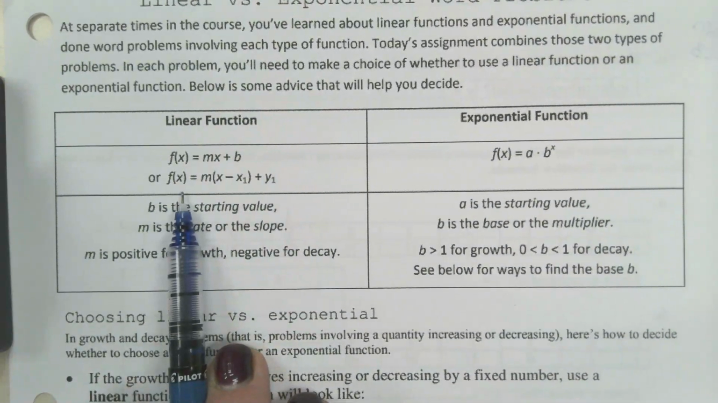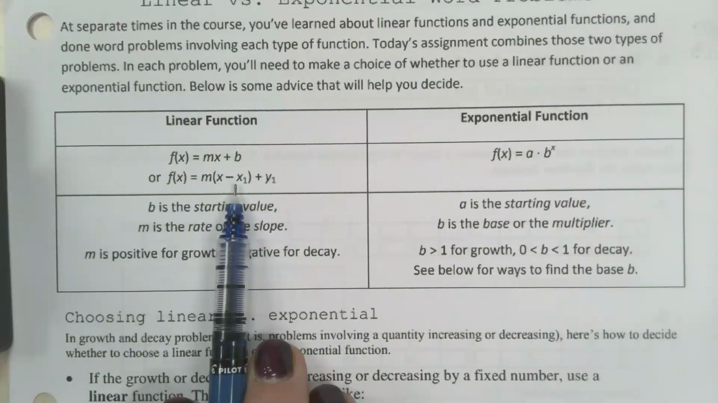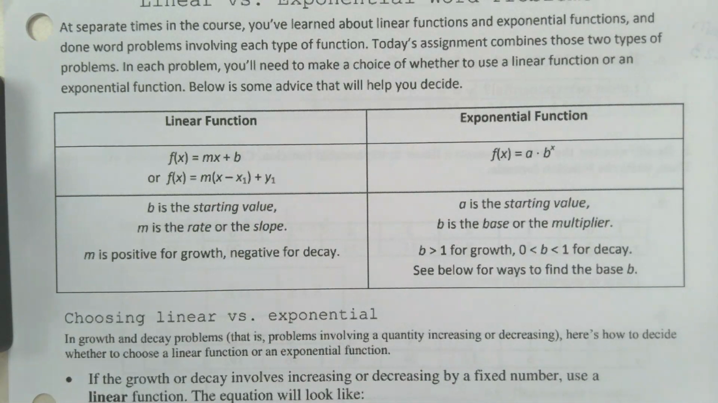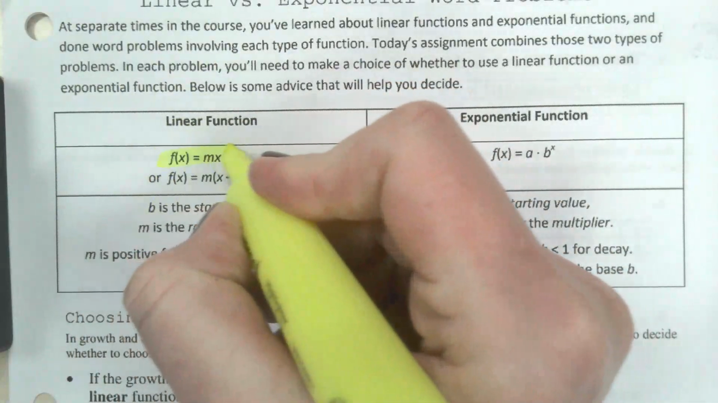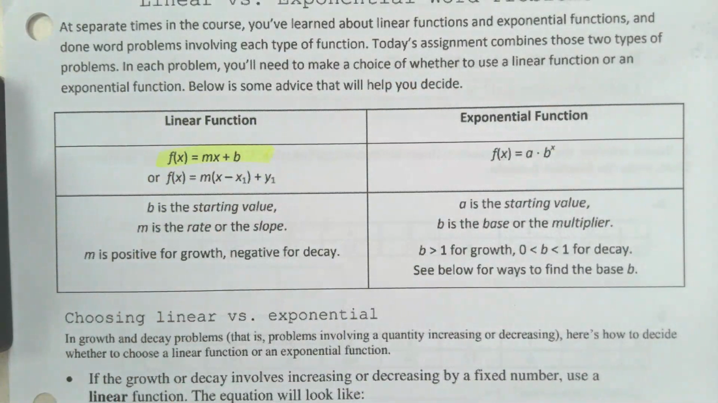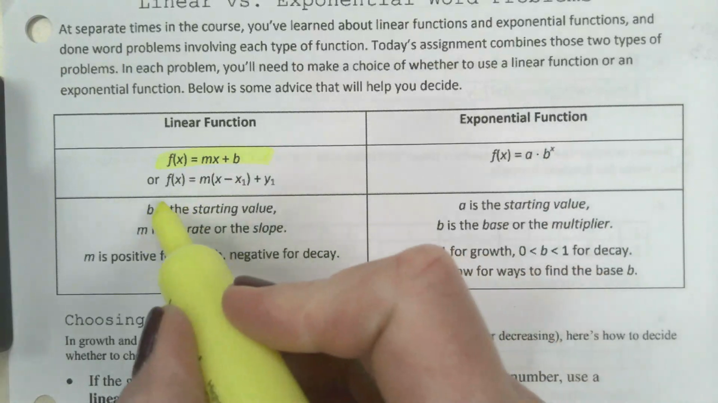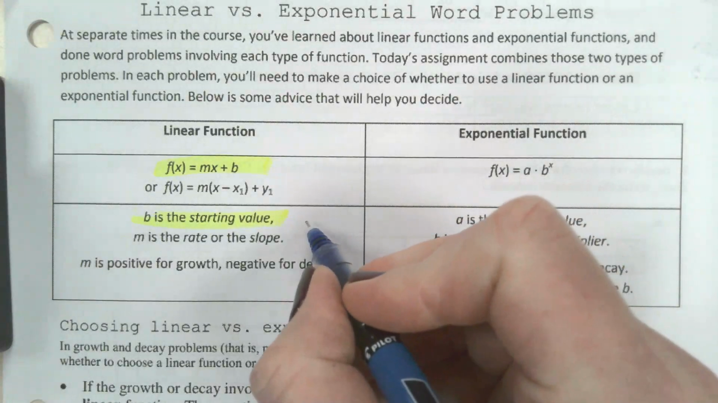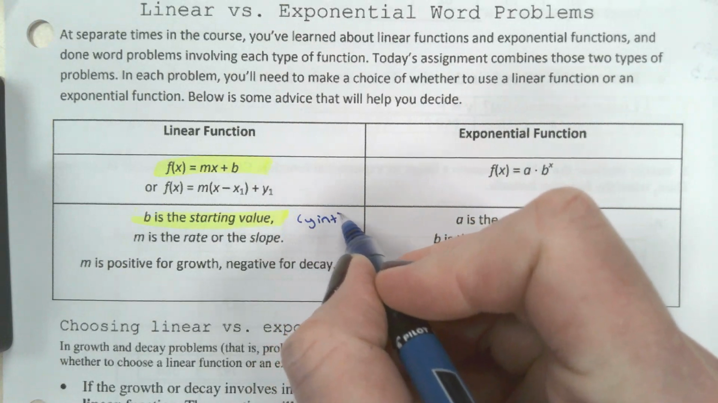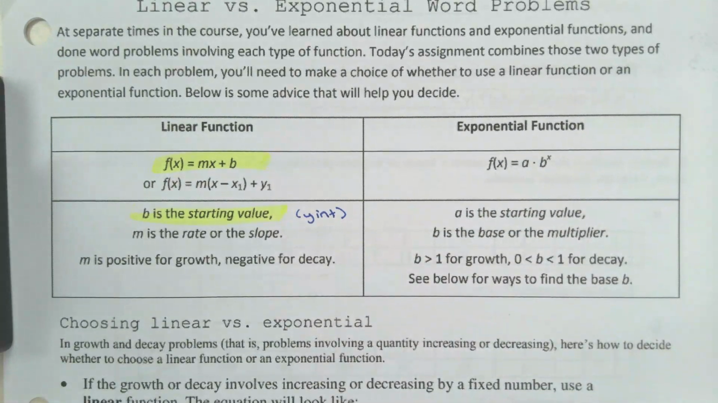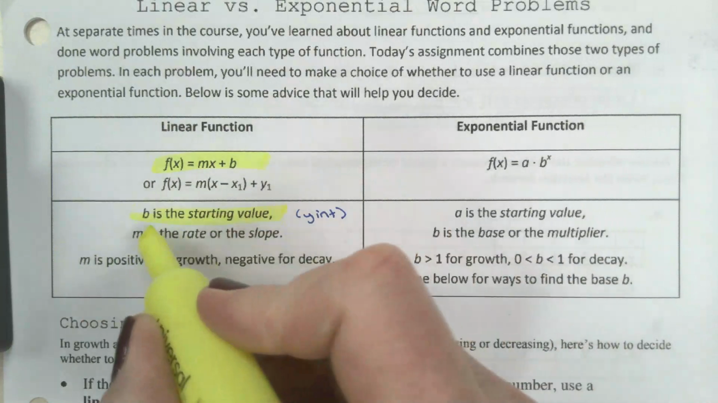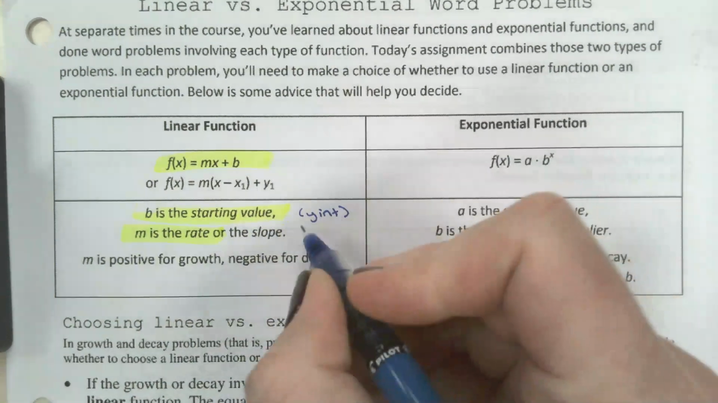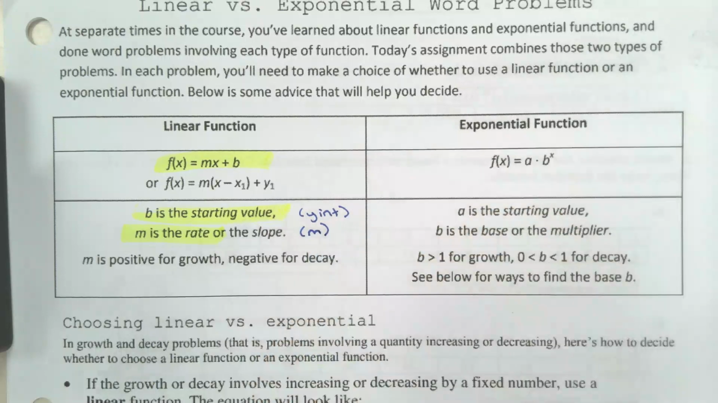So here are the two equations that we've been working with this week. For your linear equation, we're basically going to be working with y equals mx plus b that you've used for many years. B is the starting value on a word problem. You're used to that being the y-intercept. And m is the rate of change. You're used to that being your m or your slope.